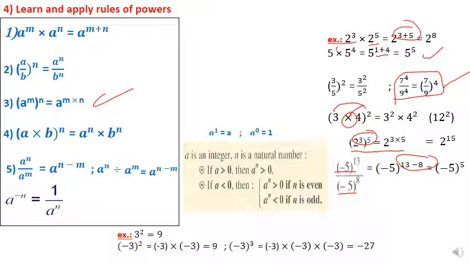I want you to pay attention here when you have minus 3 to the power 2. So it's like minus 3 times minus 3, which is 9. So if you have minus n to the power n, where n is even, you can get rid of the minus. So it's directly 9. But if you have an exponent which is odd, the minus will remain as it is.